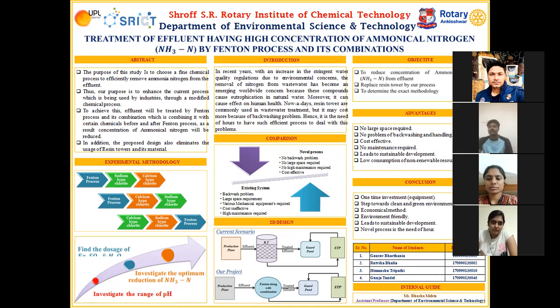Now, let us see a slight comparison between the existing process and our process. The existing process has a backwash problem. It has a large space requirement. Various mechanical equipments are required. Hence, high maintenance is required. While in our novel process, there is no backwash problem, no large space is required, no high maintenance is required, and it is way more cost effective than the existing system.